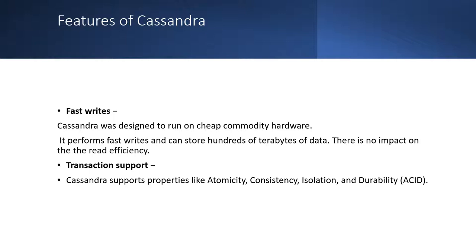Cassandra is designed to run on cheap commodity hardware. If you have multiple nodes, for the new node you want to add, you don't need specialized hardware. You can use commodity hardware, and you can store hundreds of thousands of terabytes on it. There is no impact on the read efficiency. If you want a multi-node environment wherein reads have to be spread across, then you can use it. There are conflicting statements on whether it supports very strong ACID compliance or not. It is always a matter of what your application wants to have.